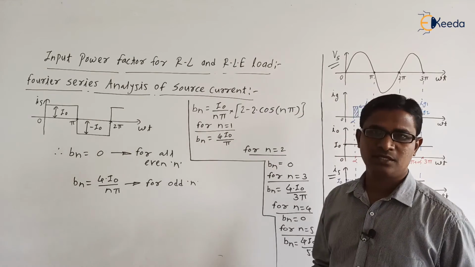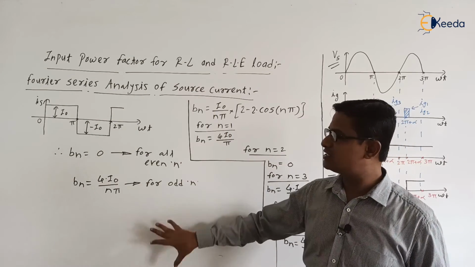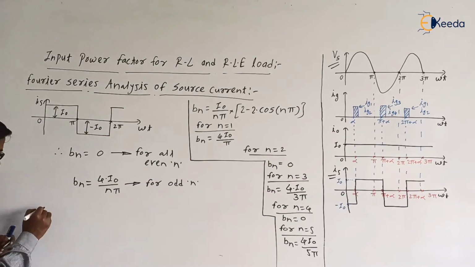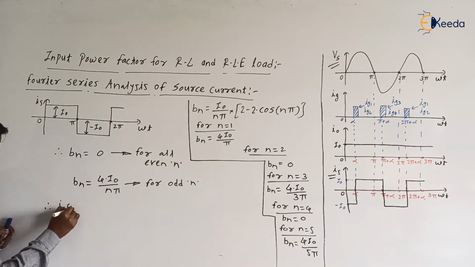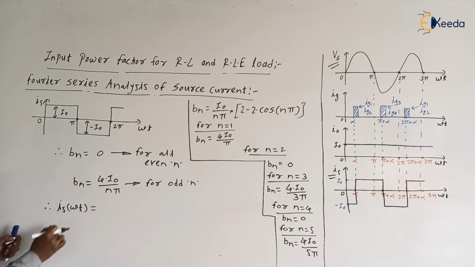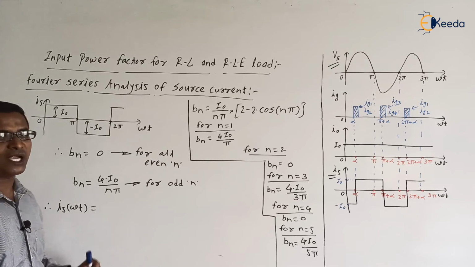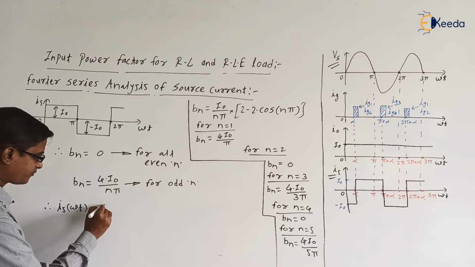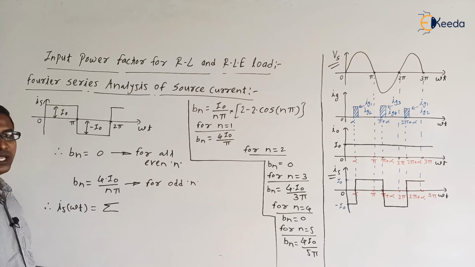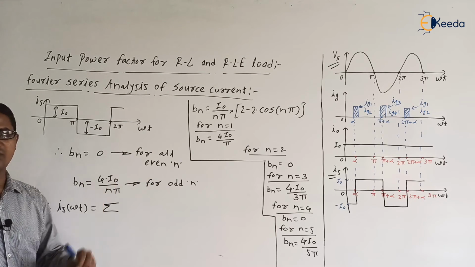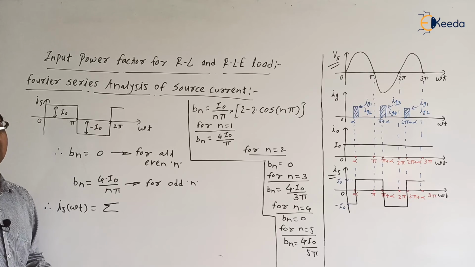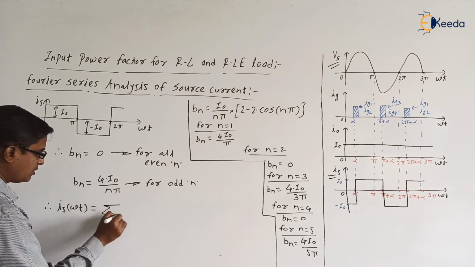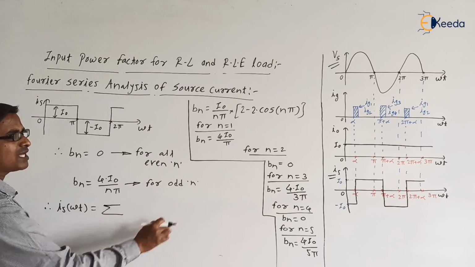Next, can we write the Fourier series expression for this Is? Therefore Is of omega t is equal to what? A0 by 2, and A0 by 2 is already 0. Plus summation over n is equal to 1, 2, 3 up to infinity. In that we have an, but an is 0. So we can write it as summation of Bn into sine of n omega t.